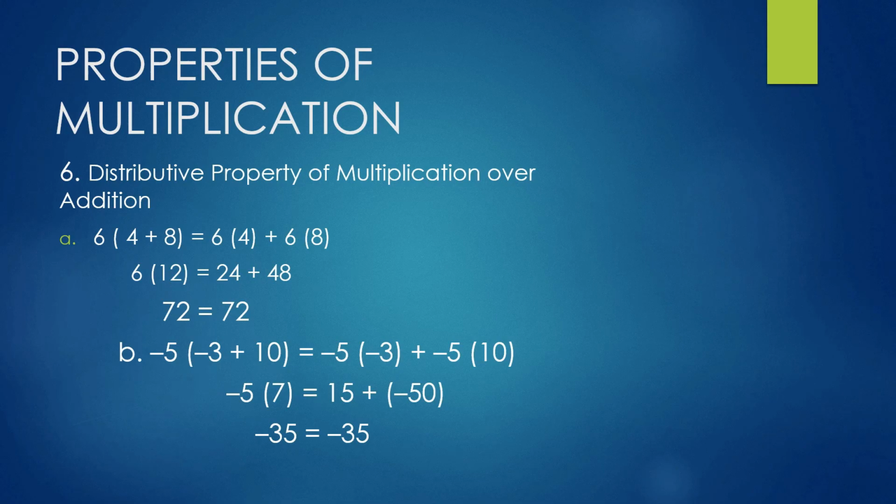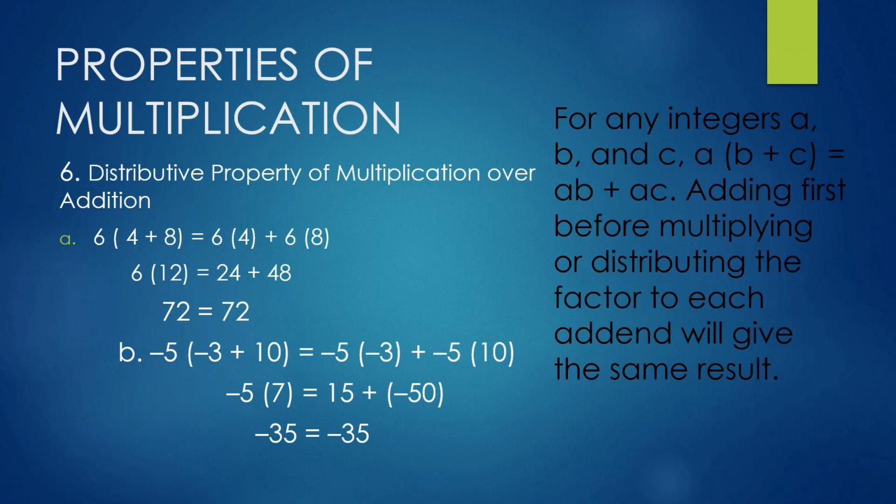For the right side of the equation, finding the product of negative 5 and negative 3, the answer is, of course, positive 15 because they are like signs. Next, negative 5 multiplied by positive 10. One is positive, the other one is negative, so our answer is negative. 5 multiplied by 10 is negative 50. Simplifying the equation, we have 15 plus negative 50. They are unlike signs, so 50 minus 15. The answer is also negative 35.